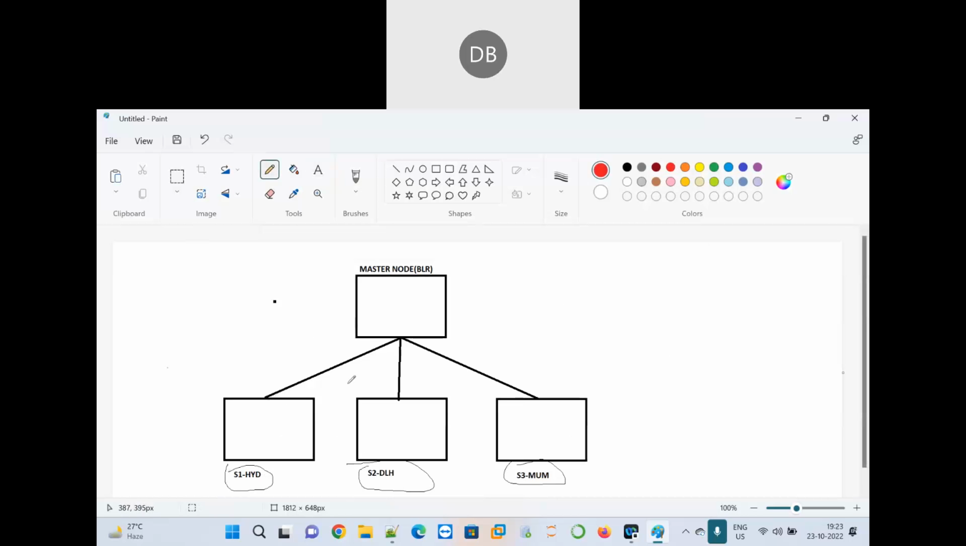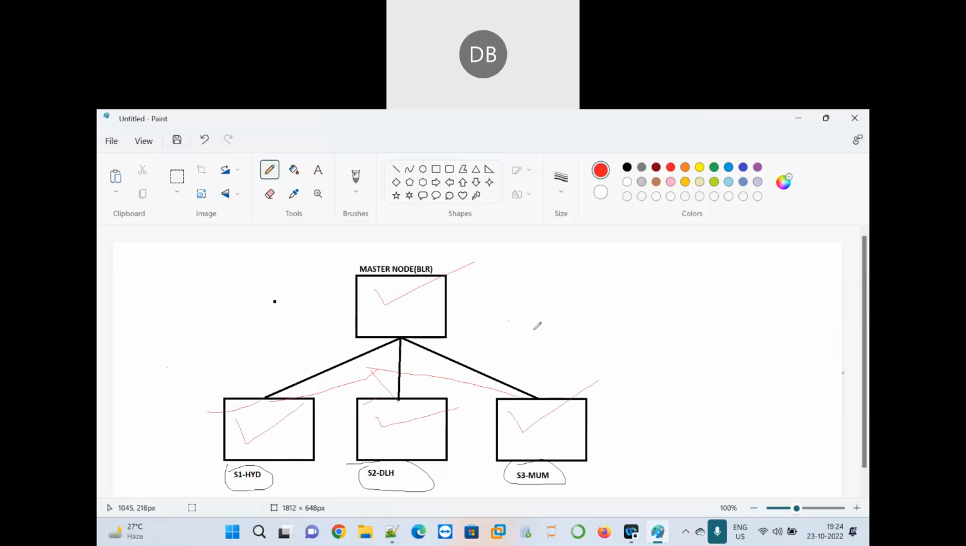All three are connected to a dedicated network. That means all these nodes are clustered nodes. Correct? This is a clustered node, this is a clustered node, and this one is also a clustered node. And this is nothing but the master node. Okay.